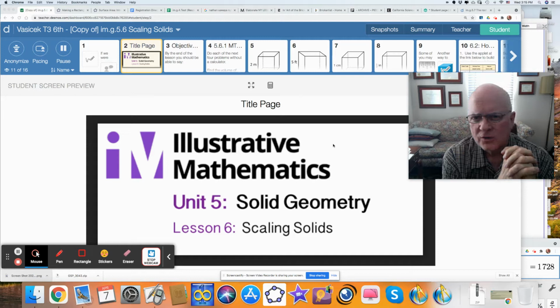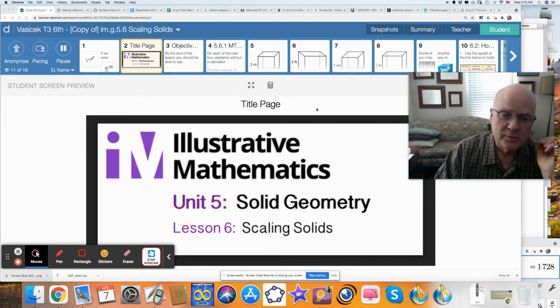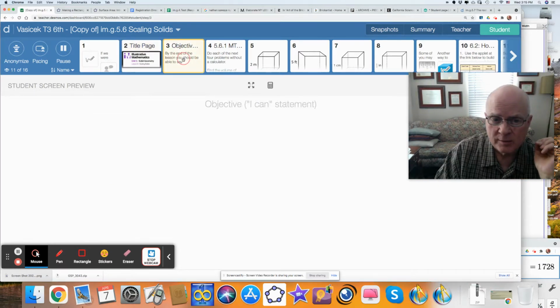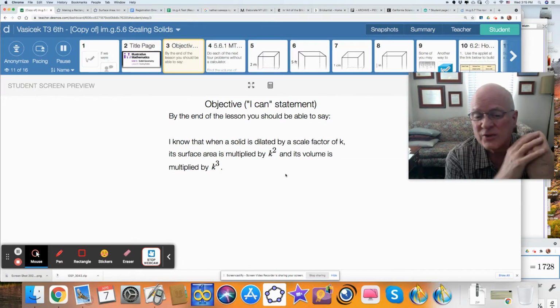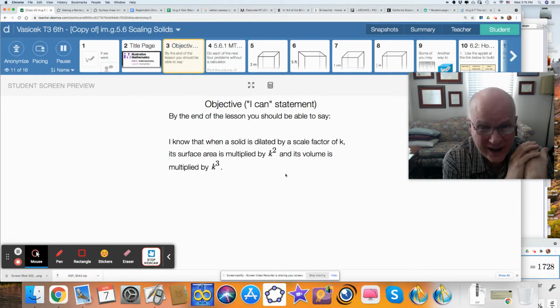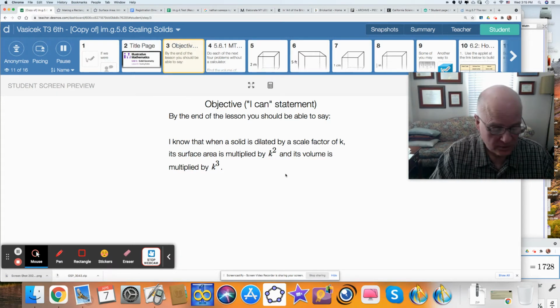We're in geometry, solid geometry, chapter 5, and this is unit 6, which is about scaling solids. And the objective, by the end of the period, you should be able to say that I know that when a solid is dilated by a scale factor of k, its surface area is multiplied by k squared, and its volume is multiplied by k cubed.